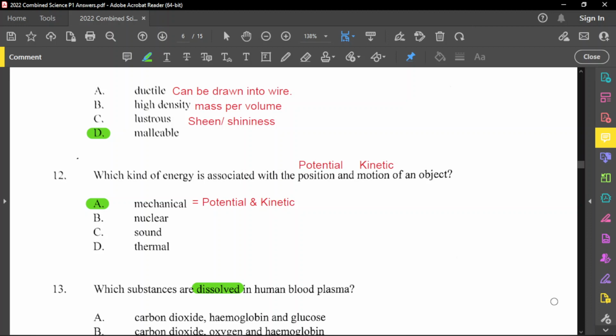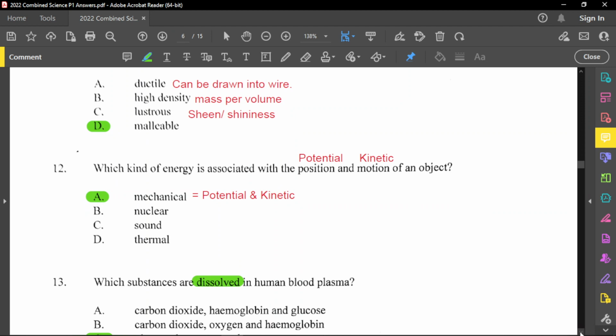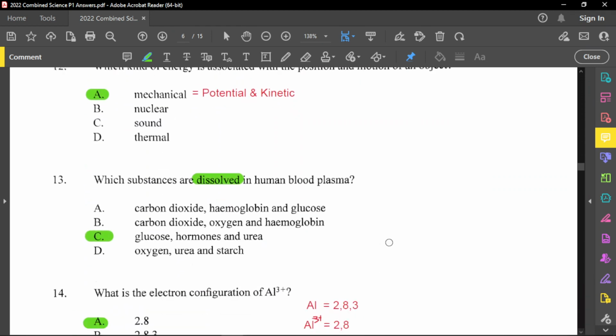All right, so question number 13. Question number 13 says which substances are dissolved in human blood plasma? And the correct answer here is glucose, hormone, and urea. Hemoglobin will not be dissolved. It's actually present in the plasma, but it is used to absorb oxygen and also carbon dioxide, and it's able to transport those.